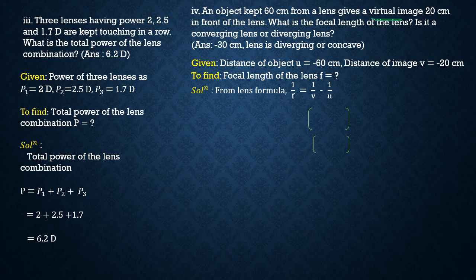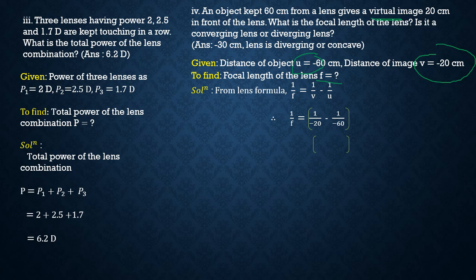Solution. Again here you are going to make use of your lens formula, because you can see you are given u, you are given v, and we want to find f. Therefore again we are going to make use of the lens formula only. So 1 upon f is equal to 1 upon v minus 1 upon u, which further gives 1 upon f is equal to 1 upon v, that is minus 20, minus u, that is minus 6, so 1 upon minus 60.